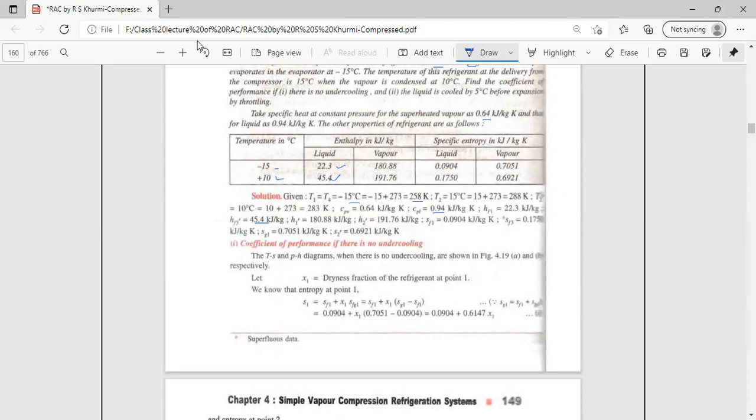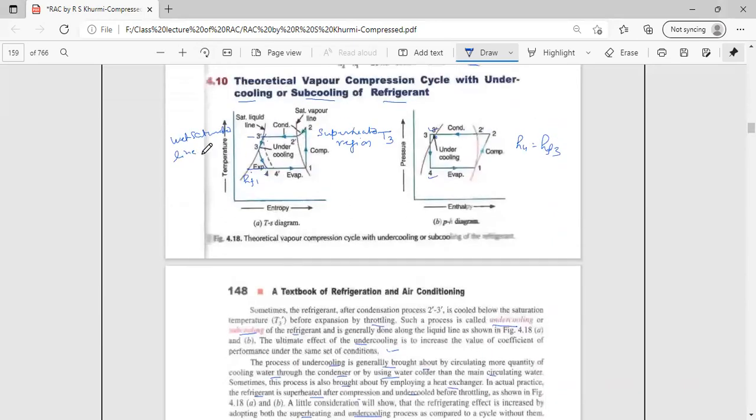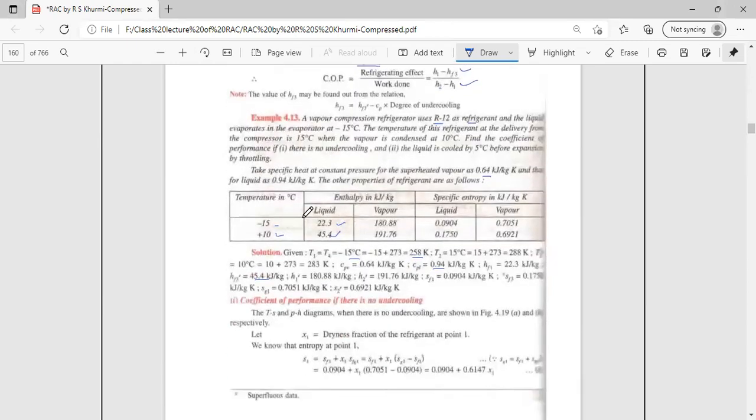hf3 dash is 44.5 kJ per kg, which is the enthalpy of the fluid at this point here, which is on the saturated liquid line, and gives us the liquid enthalpy at high temperature. So what is given here? Temperature at 10 degrees and liquid enthalpy is 44.4. So that is being taken here as hf3 dash itself.